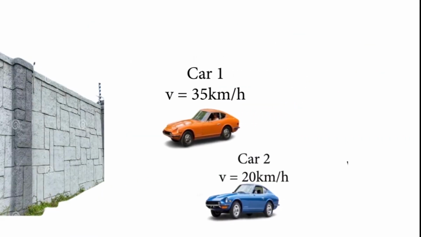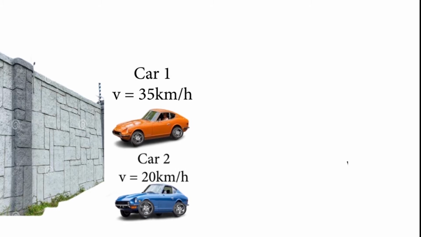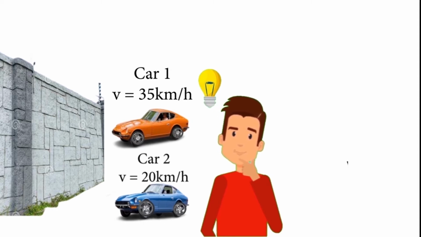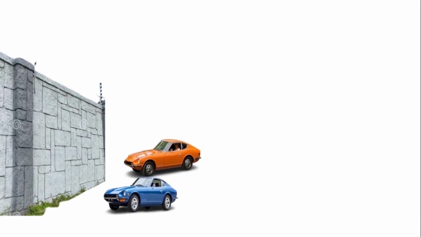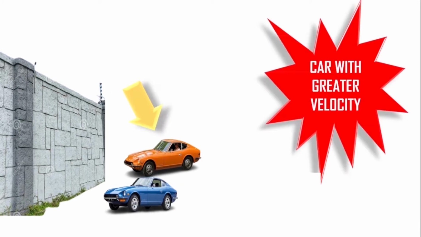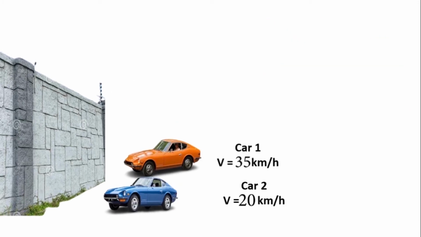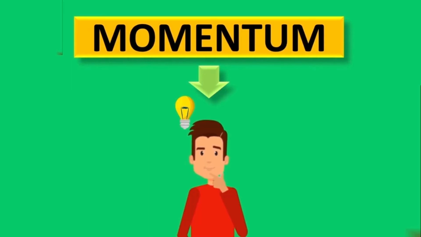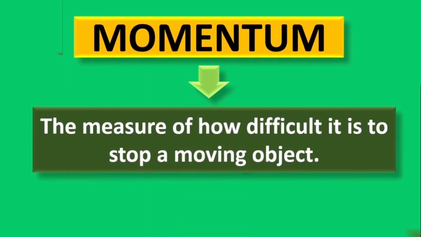What if the vehicles have the same mass but with different velocities? Which do you think is more difficult to stop? Which would bring more damage to the brick wall? The answer is the car with greater velocity. The reason why vehicles can produce damage on the brick wall is because of the quantity called momentum. What is momentum? Momentum is the measure of how difficult it is to stop a moving object.